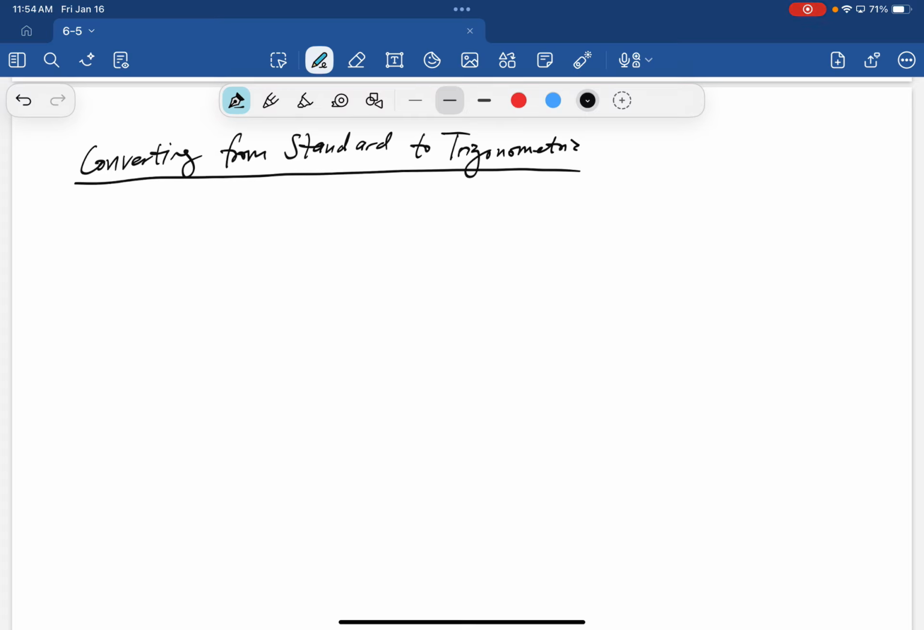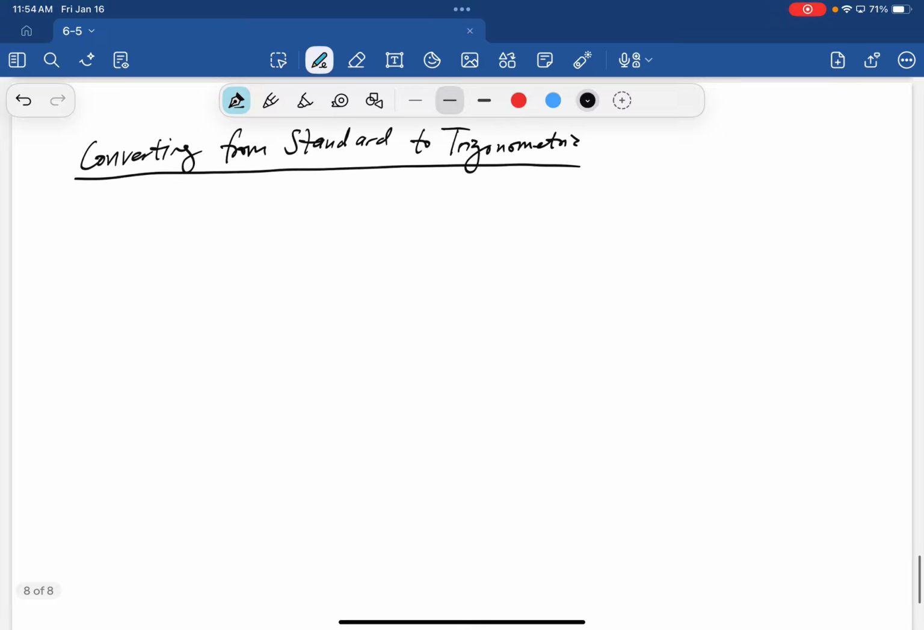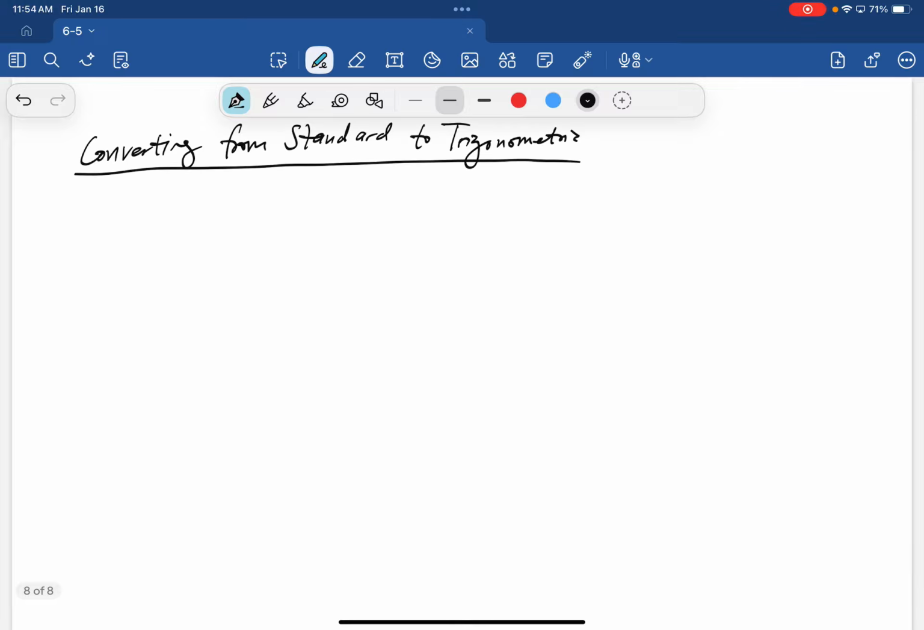Okay, so we also need to know how to convert from standard to trigonometric form, which is harder. The first step is always to figure out the magnitude. It's maybe easiest to do an example. Let's say we're trying to convert 1 plus root 3i to trigonometric form. The first step is always to figure out the magnitude, because that will tell us r.